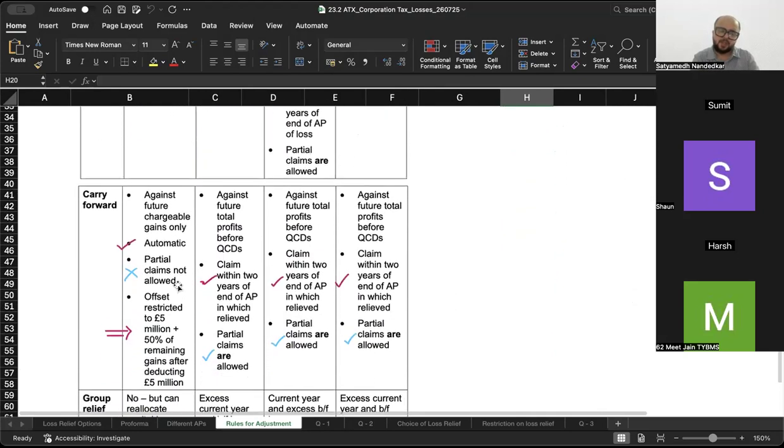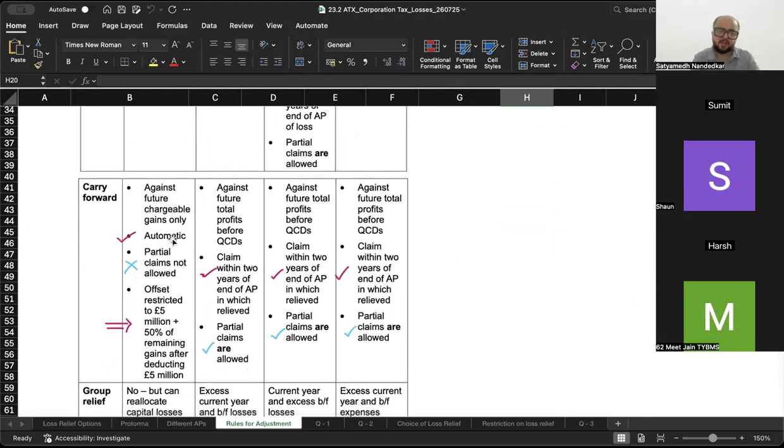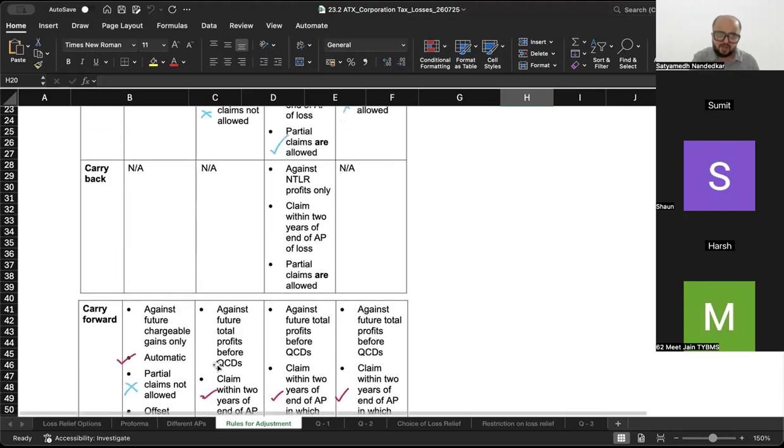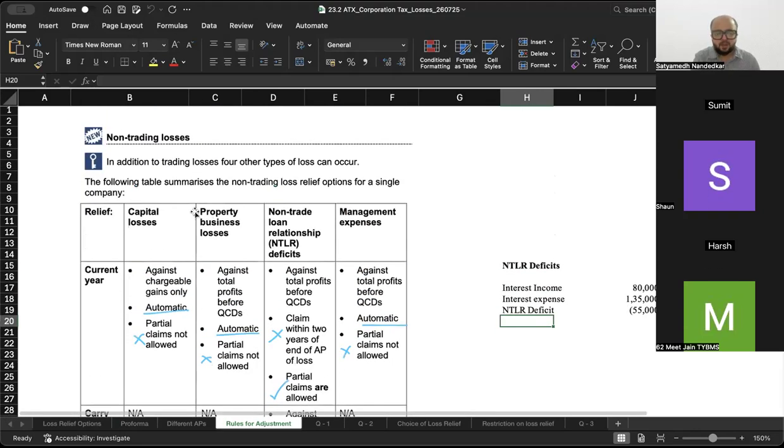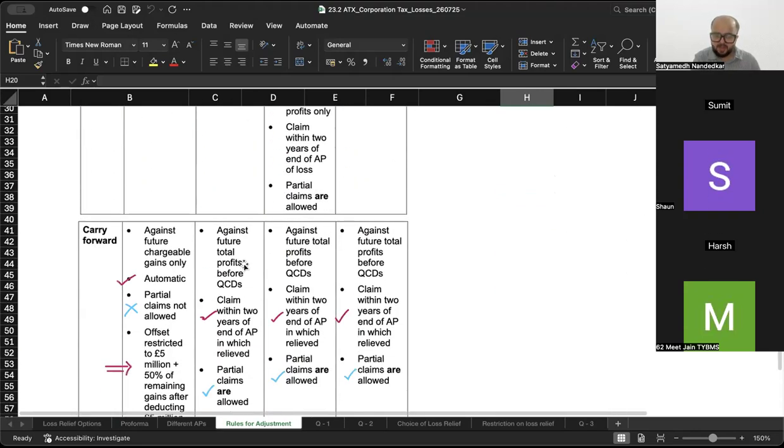In carry forward, capital losses can be adjusted against future chargeable gains. Automatic partial claims are not allowed. And the offset is restricted to 5 million plus 50% of remaining gains after deducting 5 million. So अगर 8 million होगा तो 5 plus 8 minus 5 का 50%. That way. A property business loss can be carried forward to be adjusted against future total profits before QCDs, and claim within 2 years of the end of the AP in which it is relieved.